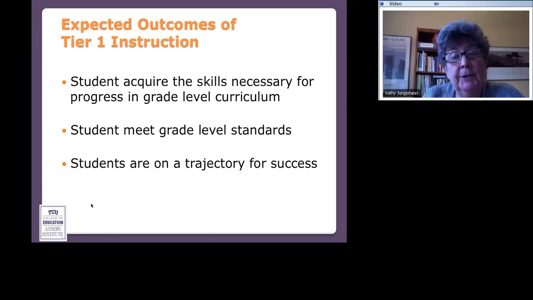The expected outcomes of Tier 1 instruction are that students are acquiring the skills necessary to progress in grade level curriculum. We also are expecting, if they're doing that, that they're meeting grade level standards and that they're therefore on a trajectory for success.